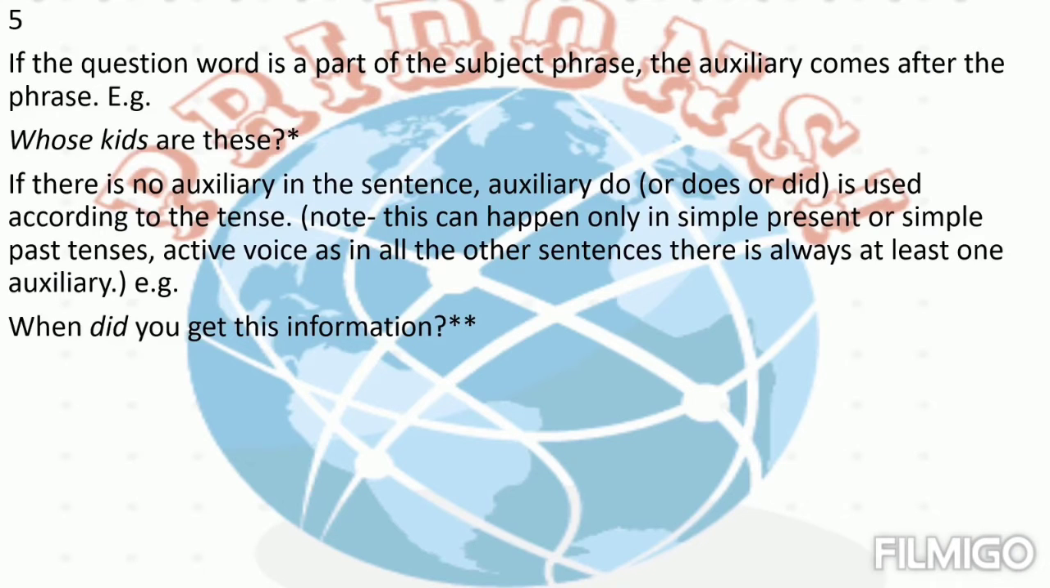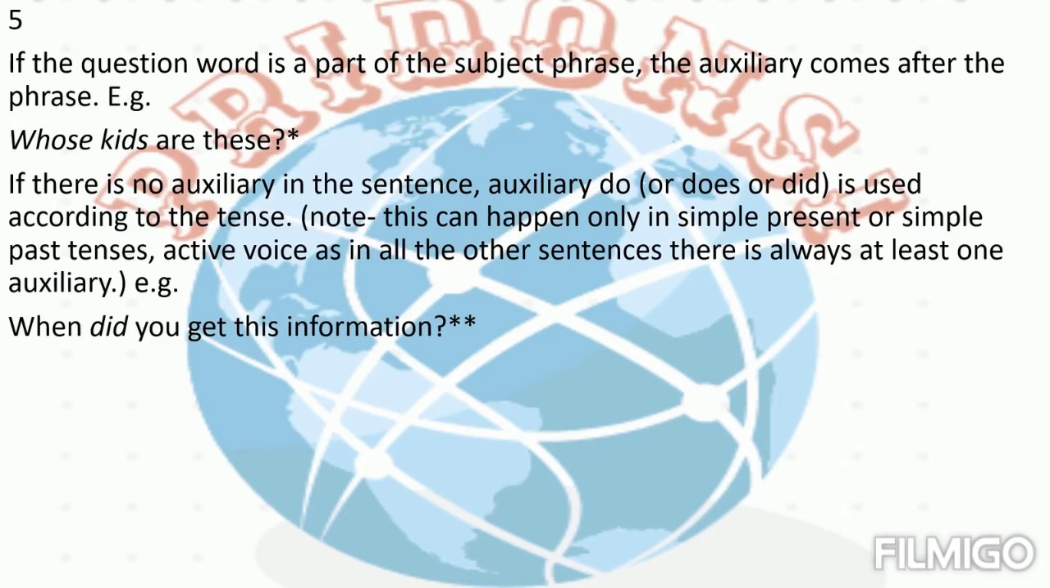If the question word is a part of the subject phrase, the auxiliary comes after the phrase. For example, whose kids are these? Here, whose kids is a phrase. That is why are has been placed after kids.